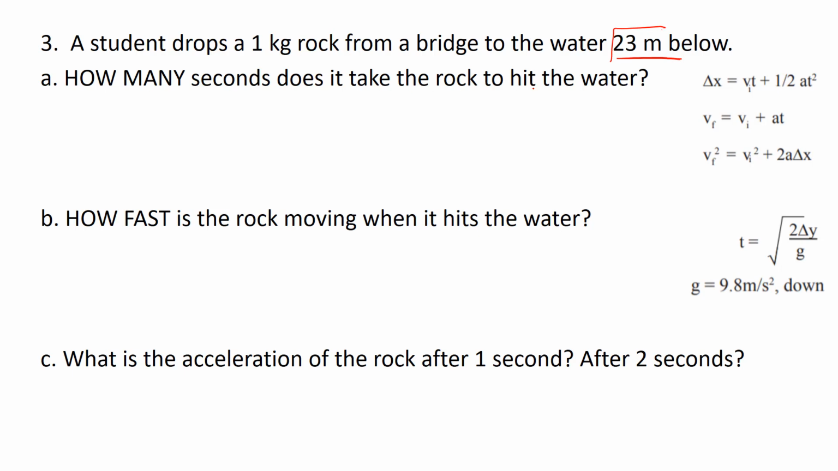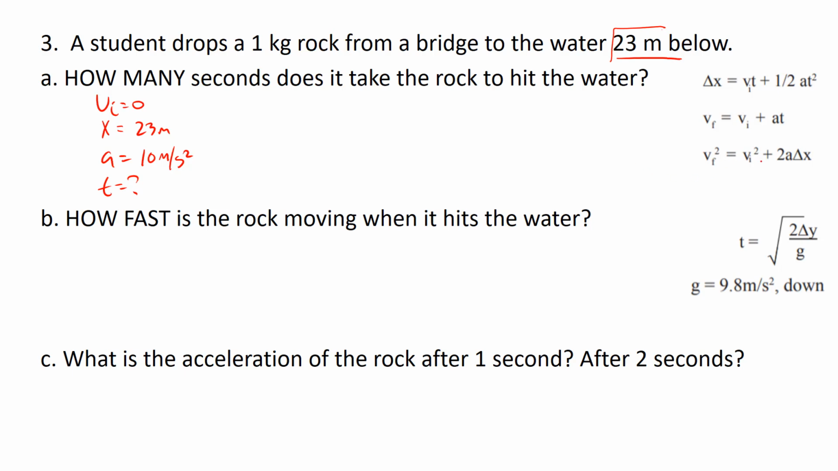Okay, a student drops a 1 kilogram rock from a bridge 23 meters below. How many seconds does it take for the rock to hit the ground? When you write out all the variables, the vi equals 0, the x equals 23 meters, really y, and I'm actually going to use an equation where that's y. Does it take the rock to hit the water? Acceleration is going to be falling in the air, so 10 meters per second squared. And how many seconds? Time is asked.